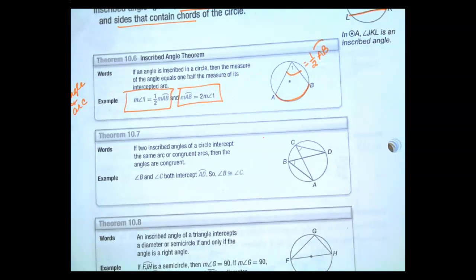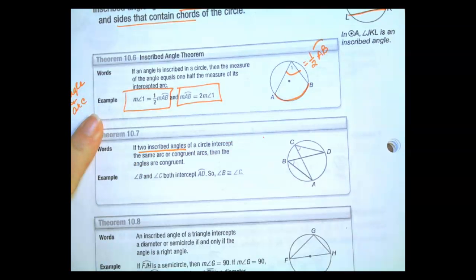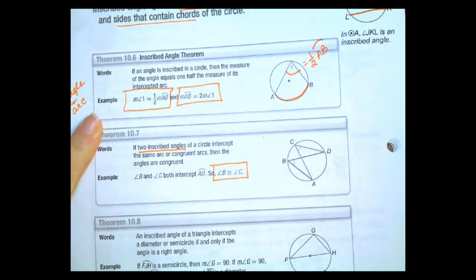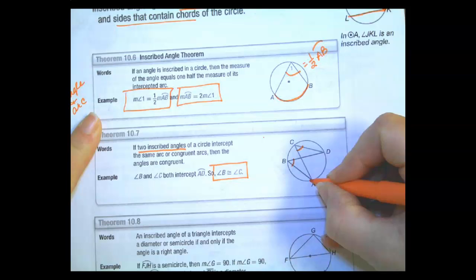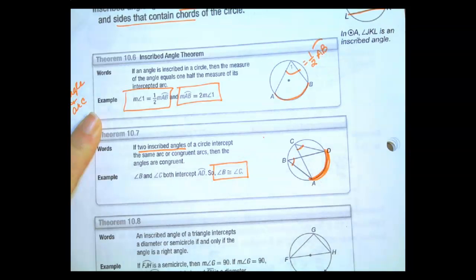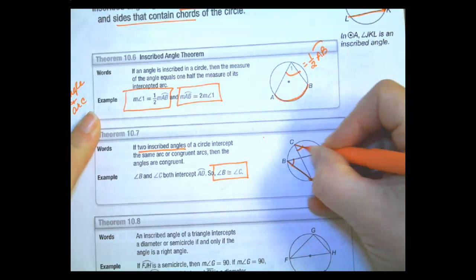Okay. So what happens if you end up with two inscribed angles inside of a circle? On this one, you have two inscribed angles, and note that angle B is congruent to angle C. So that's what we're looking at. Both angles A and B intercept arc AD. Since they're both intercepting this side, these two angles would be congruent.